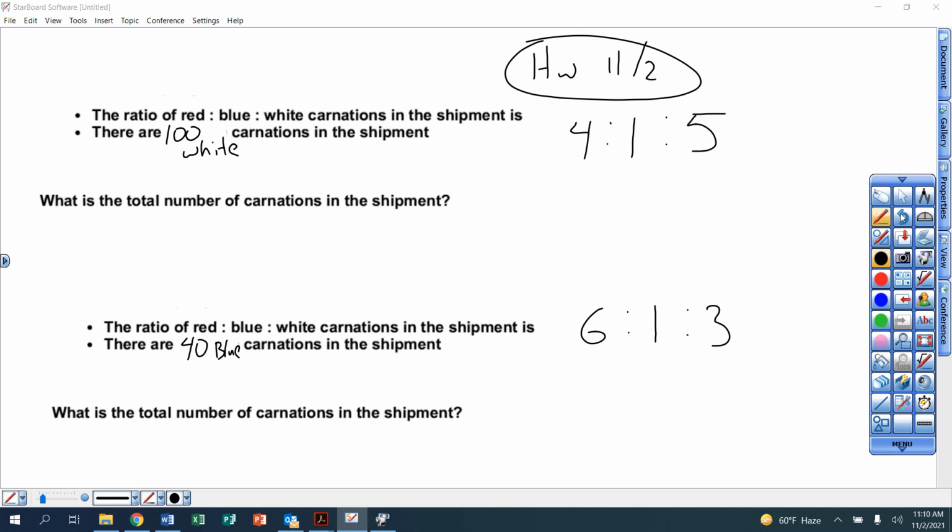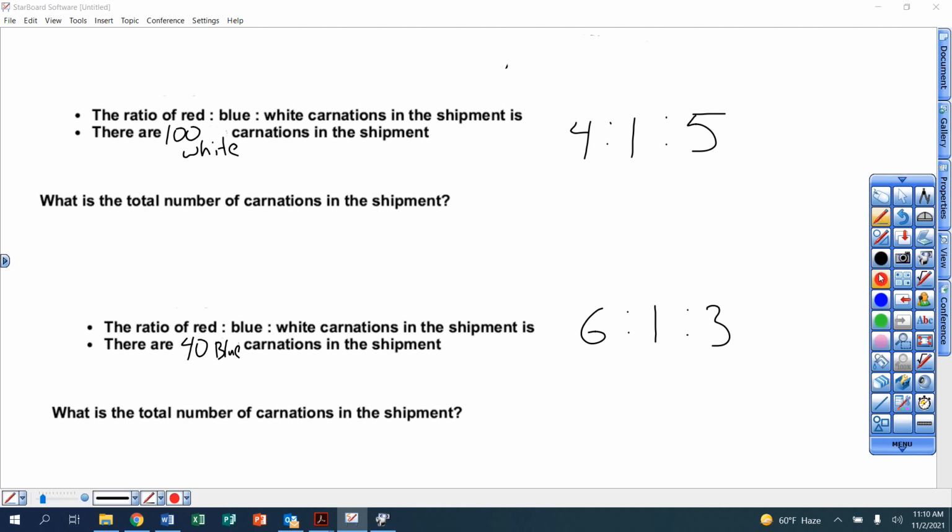The first random word is fish. Fish. All right, for these, I want you to see that these are always going to be set up the same way. They're going to be set up red to blue to white. Let me erase this first. So always set up in that pattern.